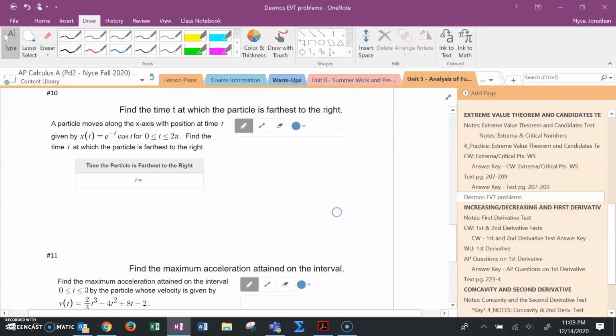For number 10, we want to find the time at which a particle is farthest to the right. The position is given by this x of t, so we want to find when this x of t has a largest number. If the particle is moving along the x-axis, then farthest to the right means we want the largest x value. So we're looking for the maximum value of this function. Again, it has to occur at 0 or 2 pi, one of the endpoints, or a critical number. So we're going to find a critical number of this function.